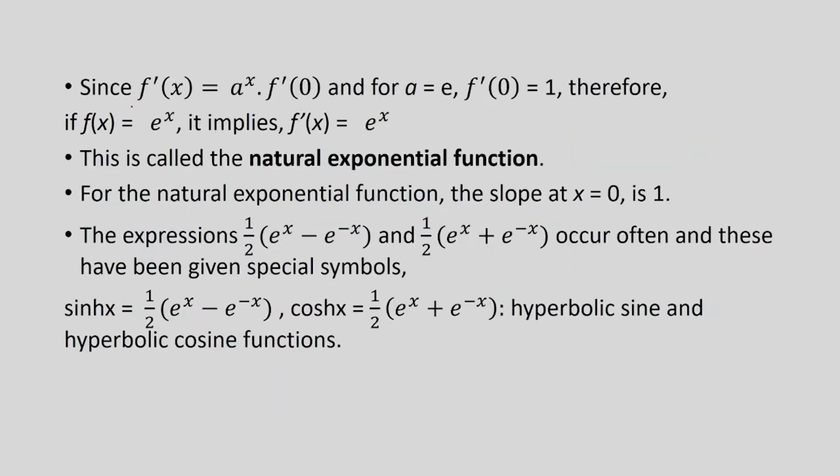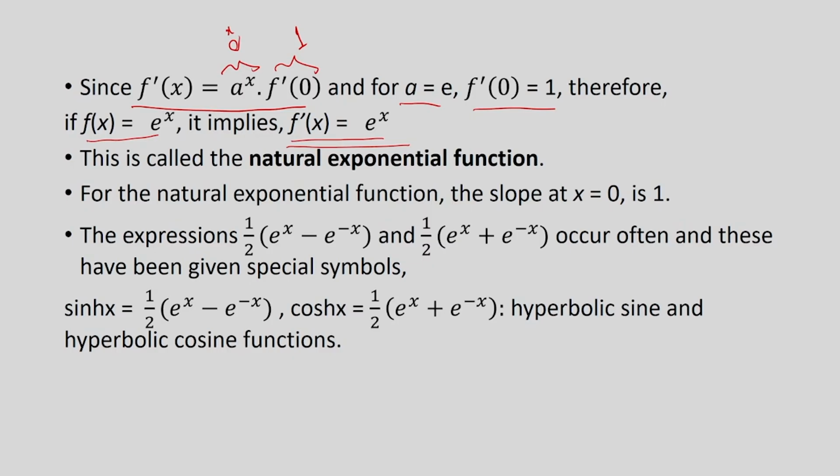Now, this is known to us, f dash of x is equal to a to the power x multiplied by f dash of 0, and for a is equal to e, we have just seen that f dash of 0 is equal to 1. Therefore, if I put f of x is equal to e to the power x, then f dash of x is equal to e to the power x. Because this part is becoming 1 and this part is becoming e to the power x, therefore, f dash of x is equal to e to the power x.